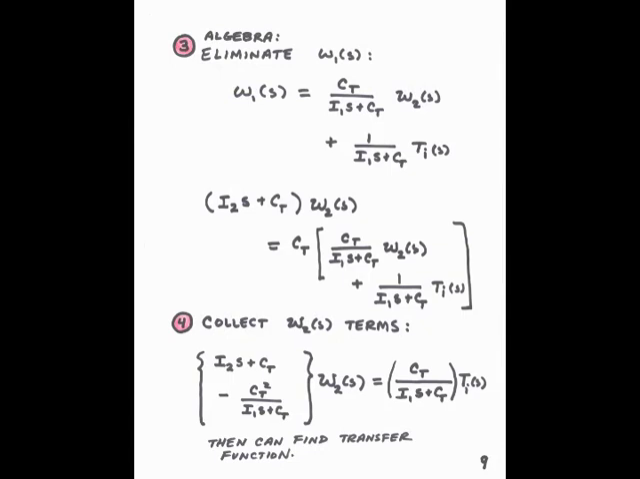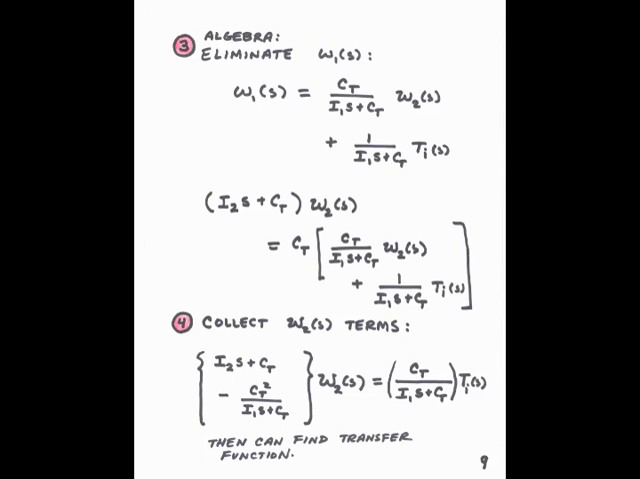In our third step, we eliminate omega 1 of s to find omega 2 of s in terms of the input torque Ti. We'll use our second equation of motion to eliminate omega 1 of s by finding it in terms of omega 2 of s. We'll plug it into the first equation of motion, and then we'll have an expression that relates omega 2 in terms of Ti. We'll collect all the terms that are multiplying omega 2 of s. You see this in the fourth step at the bottom of the page.